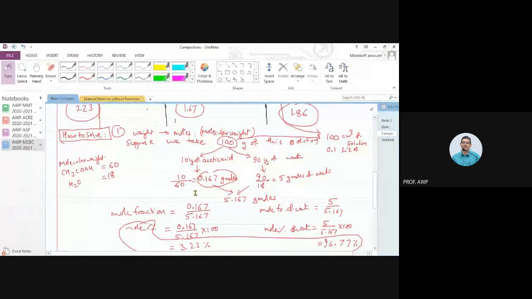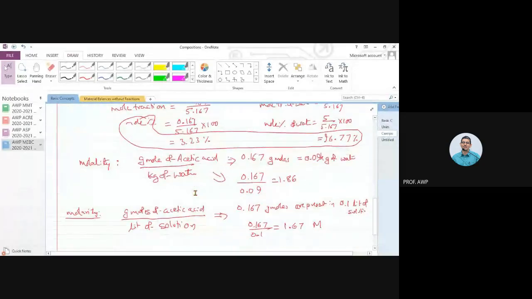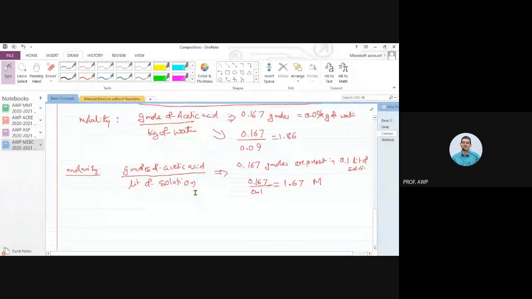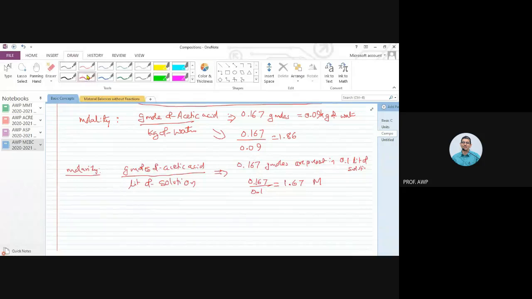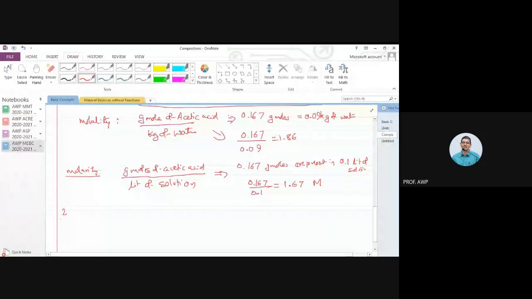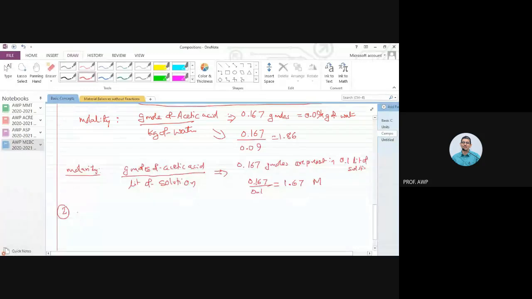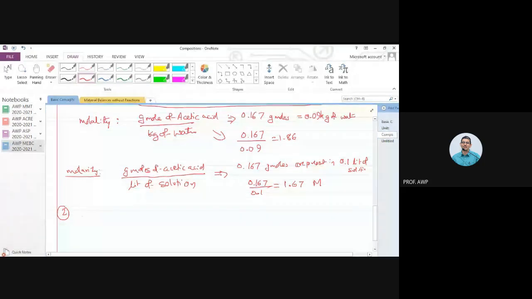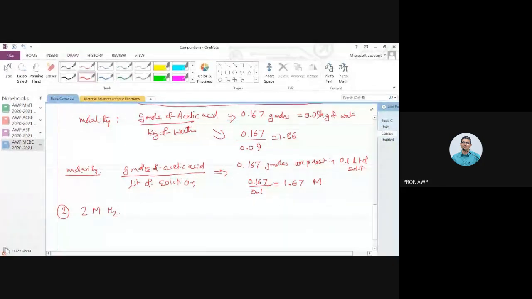Okay. Let's take one more problem. Let's say we have a 2 molar H2SO4 solution.